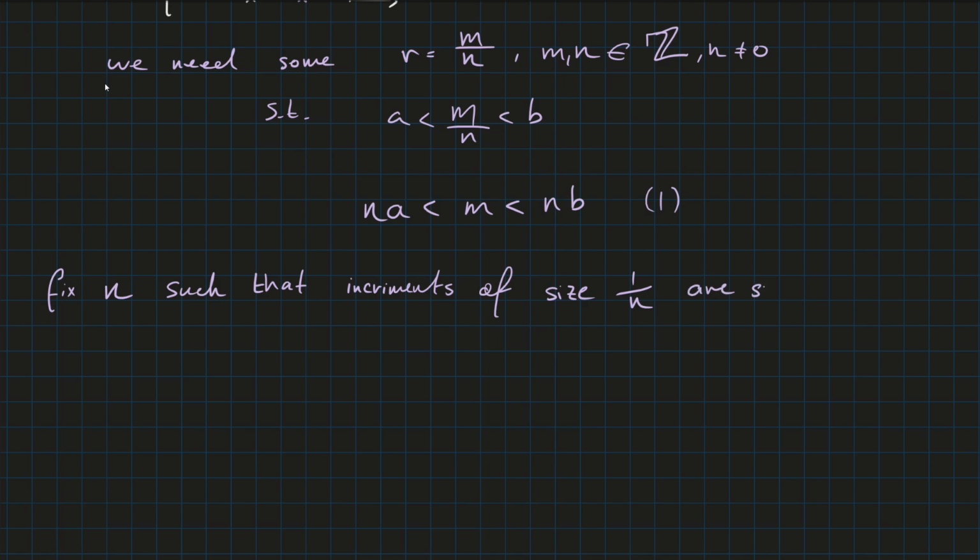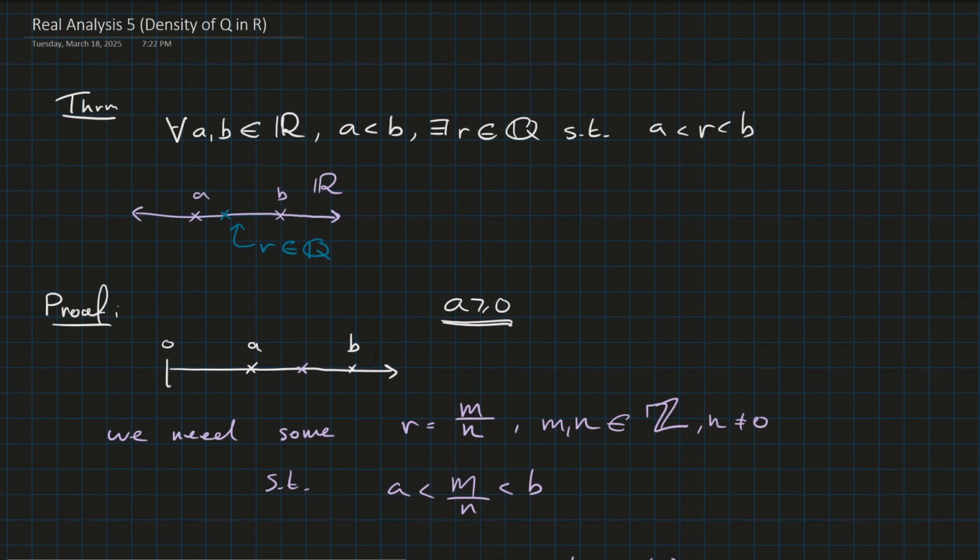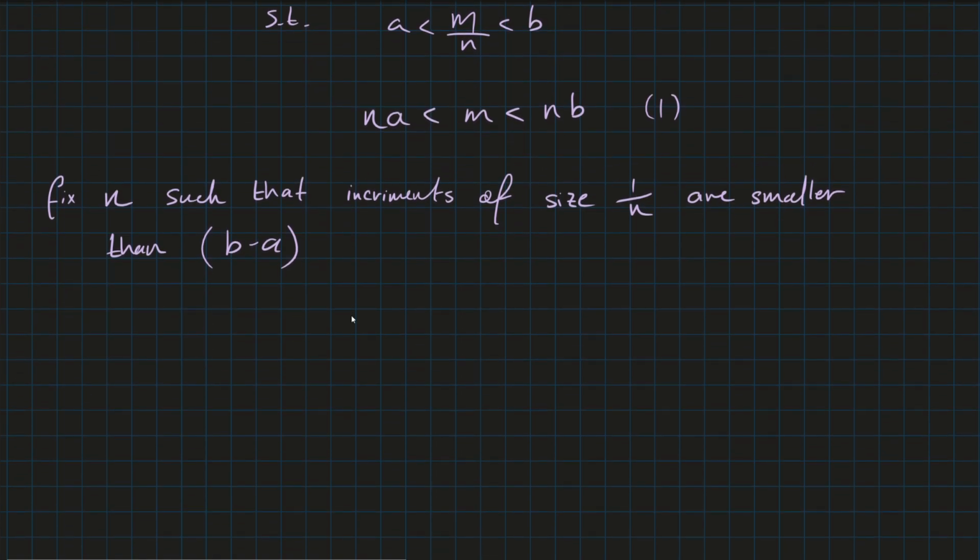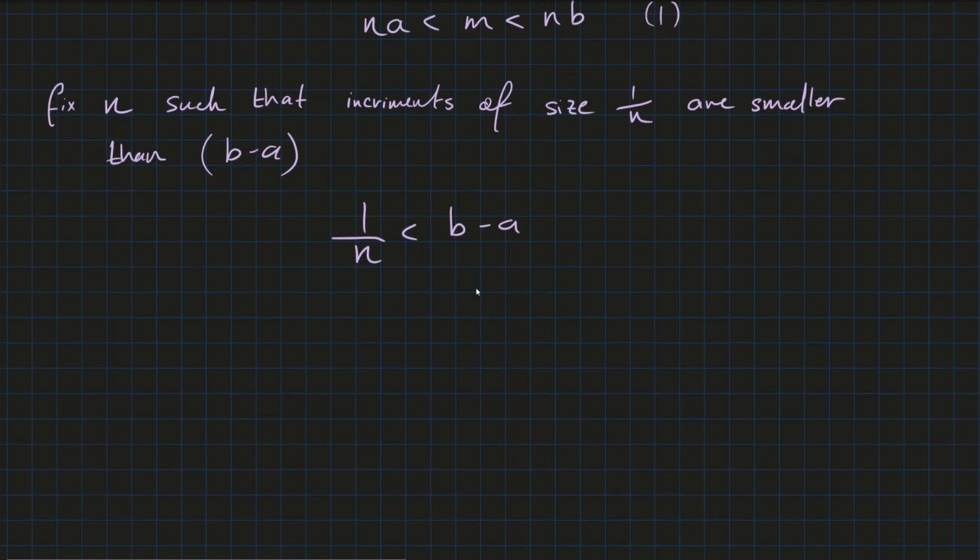are smaller than B minus A. And what's B minus A? The distance from A to B. We want our increments to be smaller than this. So I want to fix N such that 1 over N is less than B minus A. Maybe we call it N equals N naught such that 1 over N naught is less than B minus A. And we should hold on for a second.